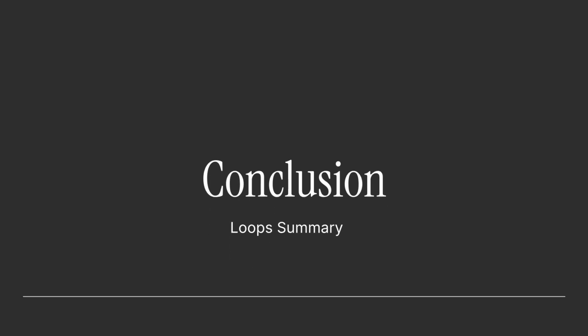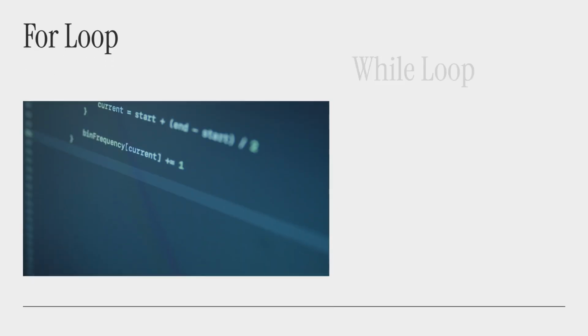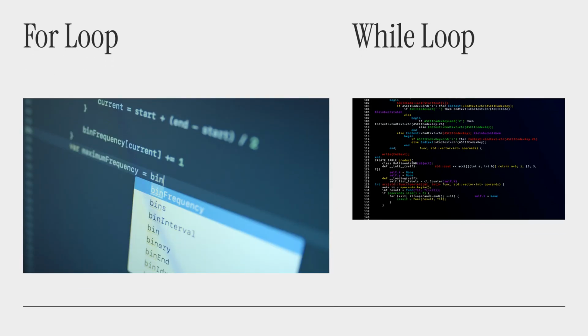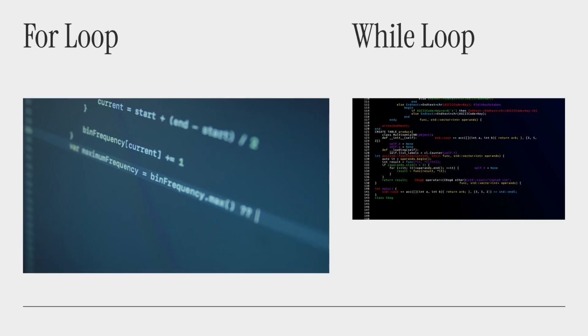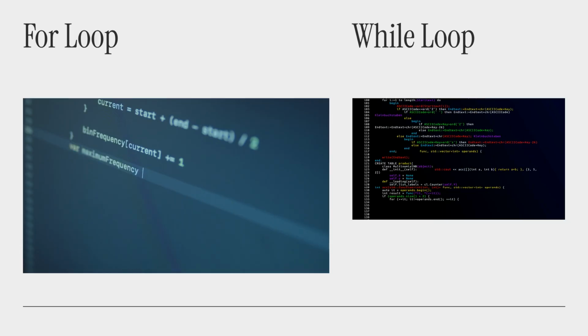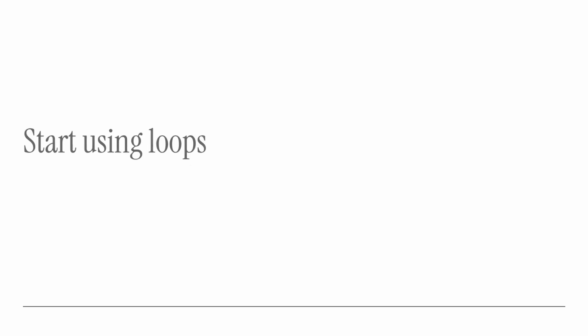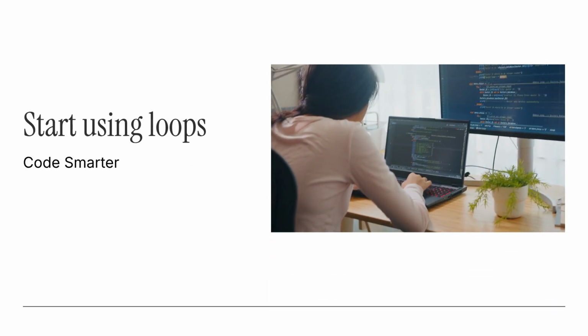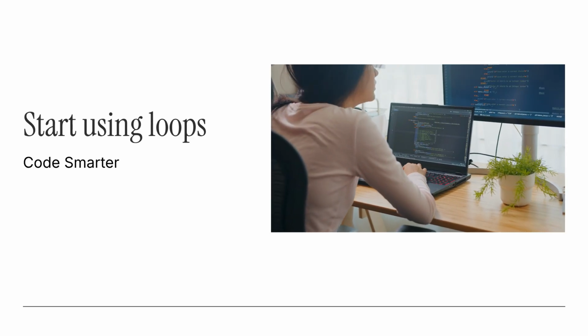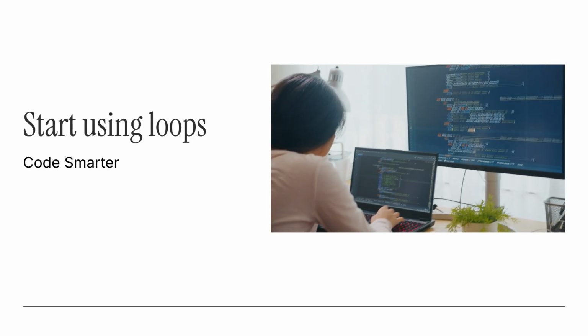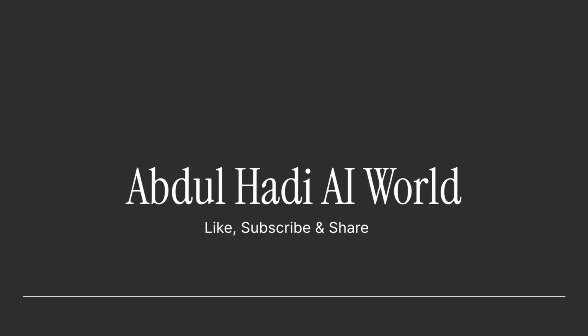Let's quickly summarize what we've learned about programming loops and their significance. Remember that loops are the backbone of efficient, non-repetitive code. Use "for loops" for known iterations and while loops for condition-based repetition. Now that you understand the power of loops, start integrating them into your projects to write cleaner, more effective code. Code smarter, not harder. Thank you for watching.